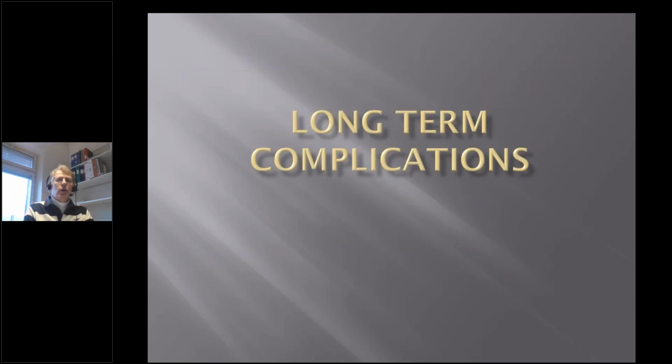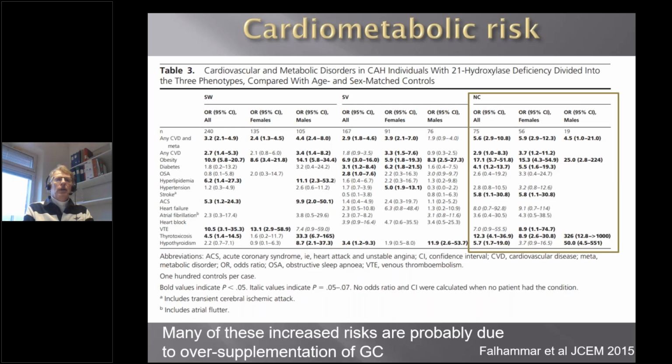So what about the long-term complications? When we looked in our registries at all our patients with CAH, we saw that the non-classic CAH had increased cardiometabolic complications, especially obesity. Obesity was increased. Diabetes, mainly type 2 diabetes. Stroke was increased. In females, also venous thromboembolism, and thyrotoxicosis and hypothyroidism.